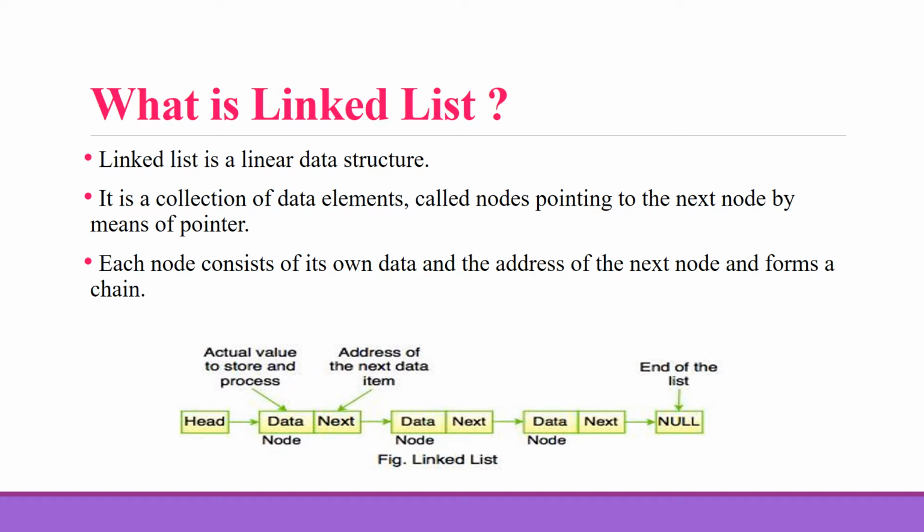The data field contains the data being stored in that specific node. The next field contains the address of the next node. This is an example picture where the links between the nodes are established. The very first node is called the head and the last node is called the tail.